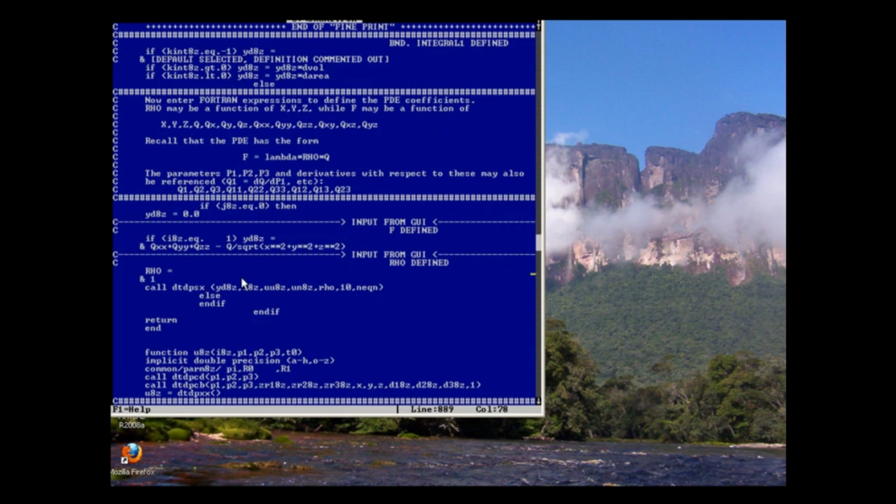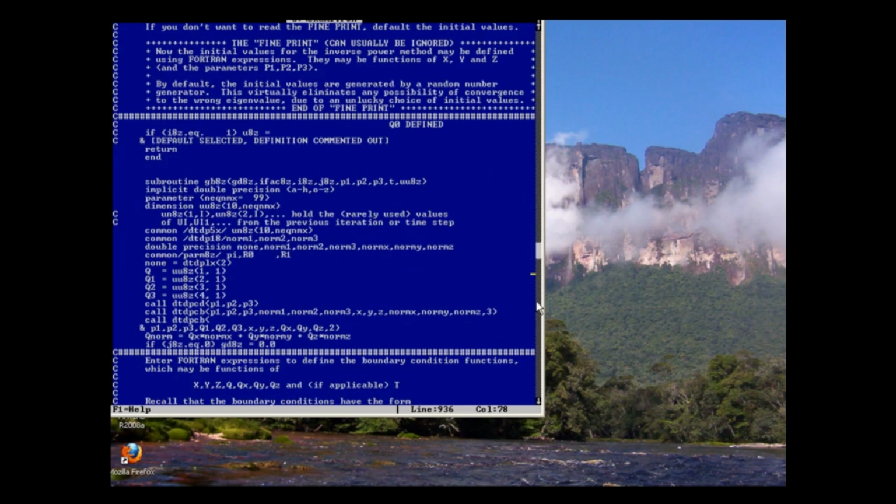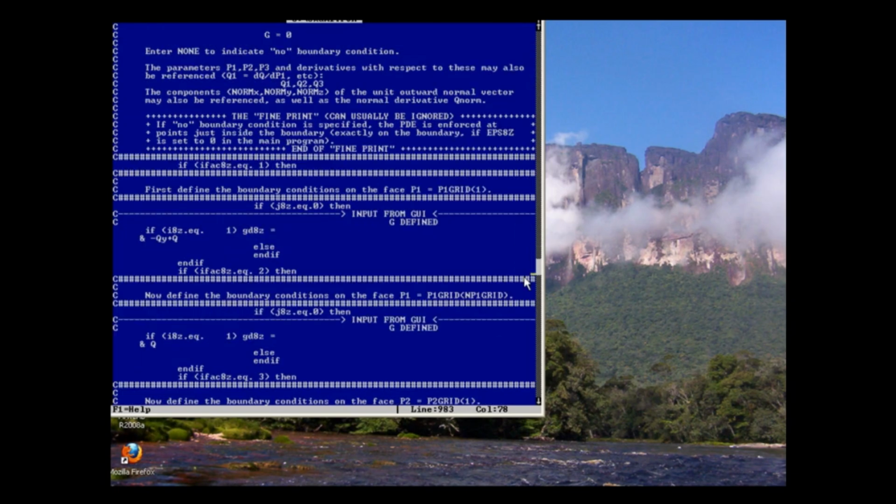Now let's skip down to the definition of the PDE coefficients. Here they are. F is the Laplacian of Q minus Q over the square root of x squared plus y squared plus z squared. Rho is 1. The form of the PDE is defined above in the comments, so you can easily modify them here. Here are the boundary conditions. Those can be modified also.